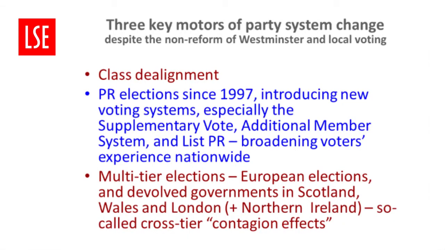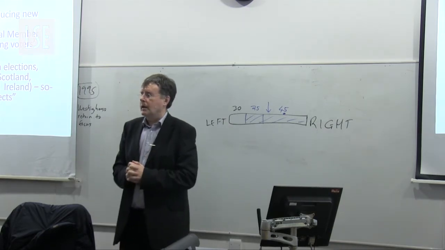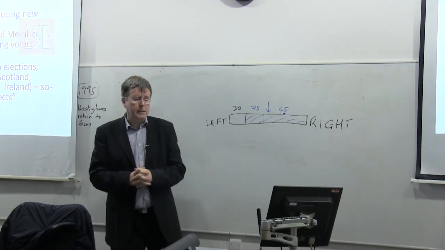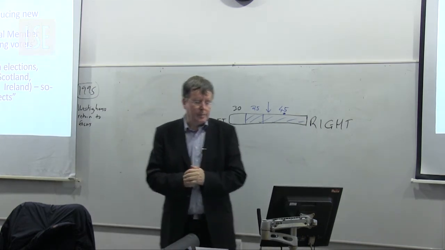Well, why has this changed? And there are really three things that we need to think about. Firstly, class de-alignment, which just means the extent to which the middle class support the Conservative Party and the working class support the Labour Party. That's the traditional interpretation. Basically, that's gone away, particularly since the 1990s. And I'll just show you one slide to demonstrate that.